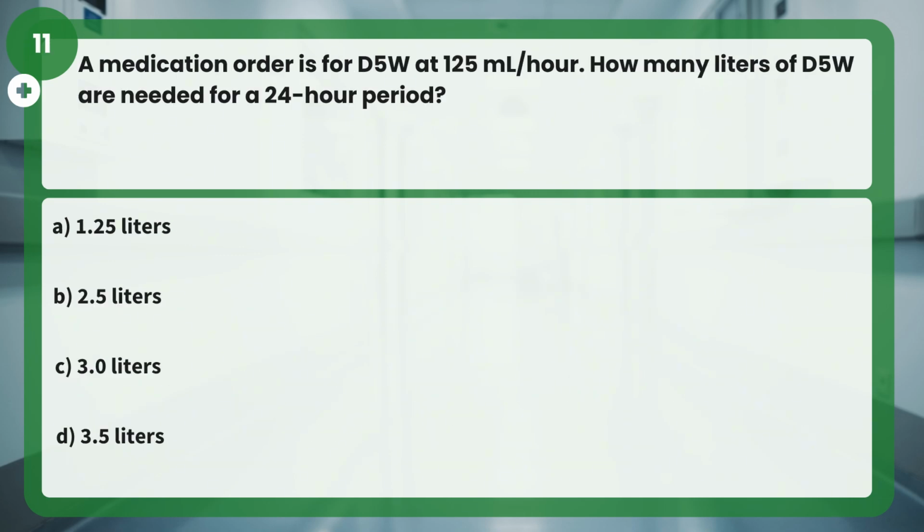Question 11. A medication order is for D5W at 125 milliliters per hour. How many liters of D5W are needed for a 24-hour period? A. 1.25 liters. B. 2.5 liters. C. 3.0 liters. D. 3.5 liters.